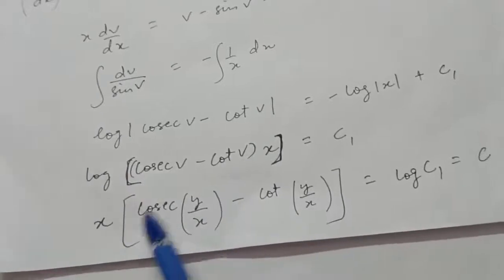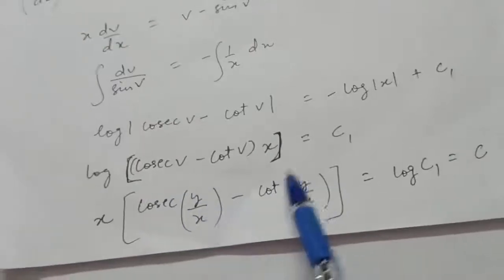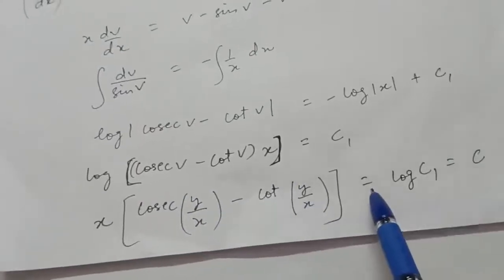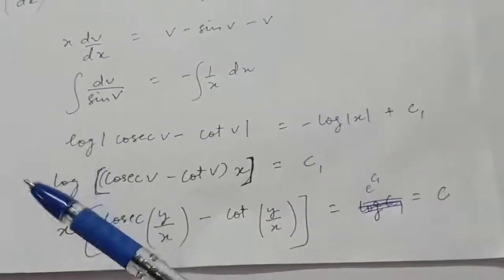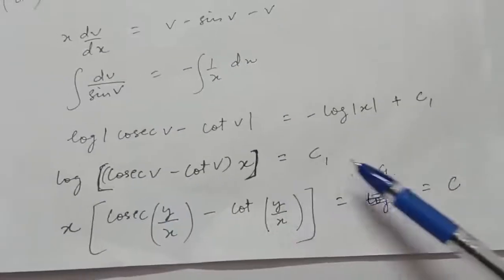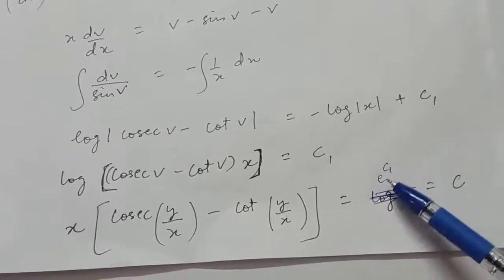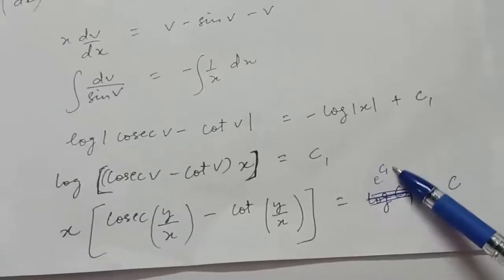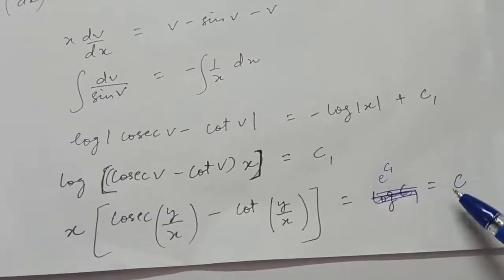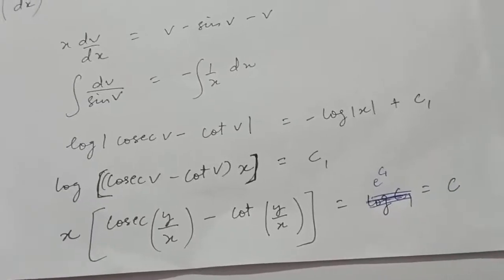Now x as it is, in place of v, write down y by x equal to, now see, when you take this log on this side, it will become e raised to the power c1, right? And because this is also a constant, give it some other name c. So this will be the answer.